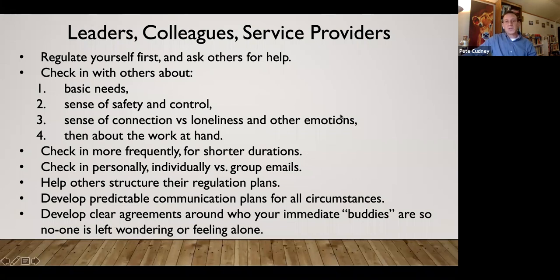Then, like I said, check in. When you're checking in with each other, how are you doing? Do you have everything you need? Are there any changes in your sense of safety and security? Or do you have any family members who have been diagnosed or are sick? Are you worried about that? How lonely have you been feeling lately? Are you feeling connected to each other? Have you had big emotions?